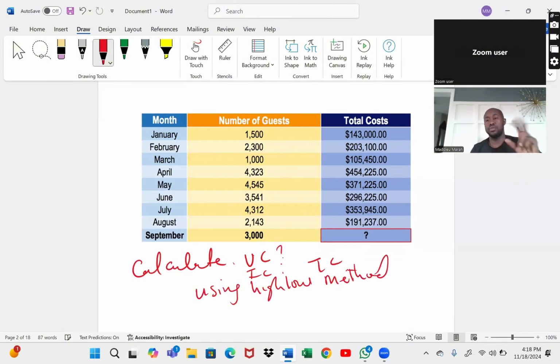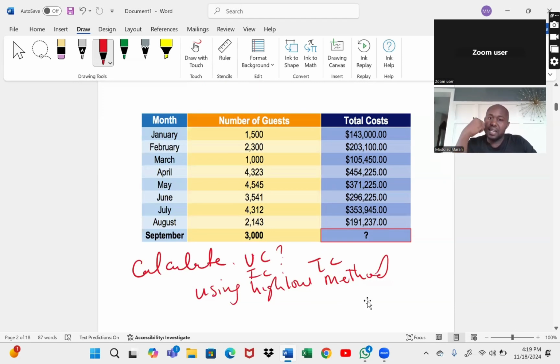Using the high-low method, we are to calculate the variable cost per unit. If we have the variable cost per unit, ultimately we can have the variable cost in total, and we calculate our fixed cost, hence total cost. Okay, so now there we go.